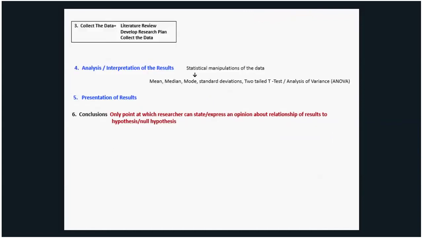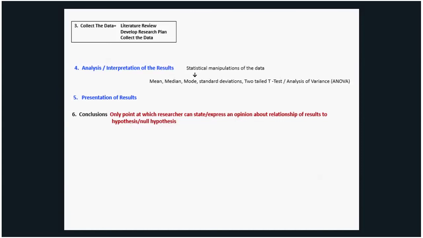Now, so we did all that. We collected the data, and that could be literature review, develop your research plan, and collect the data. And again, remember, step 3, they may ask you a question that just groups all of step 3 into collect the data, or instead of having 6 steps, they may have 6, 7, 8 steps because they've put these in separately. And so you want to know the order of these in the event that they do that.